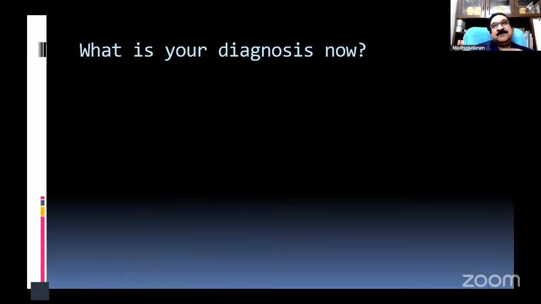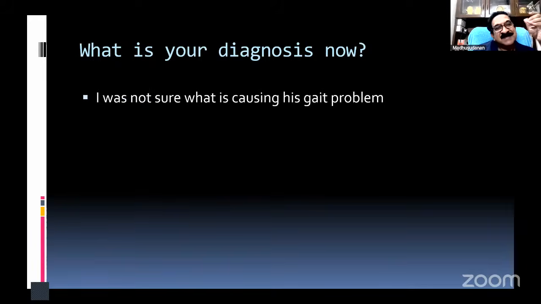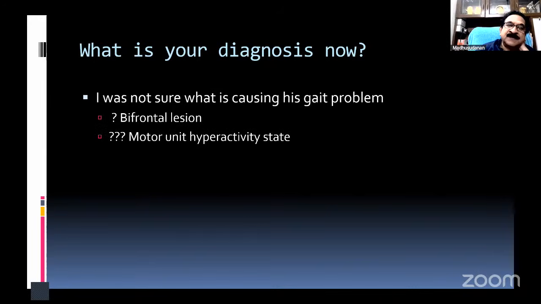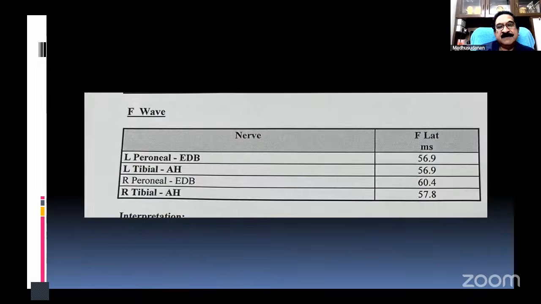So what do you want me to do now? Okay. In fact, I was not sure what his gait problem was. I considered, as you all thought, whether it could be a bifrontal lesion. Somebody asked for EMG. I also thought whether it's some kind of peculiar motor neuron hyperactivity state. So I initiated the EMG.